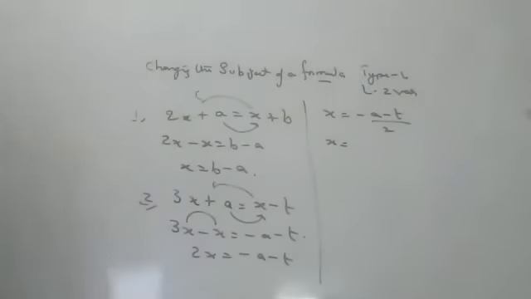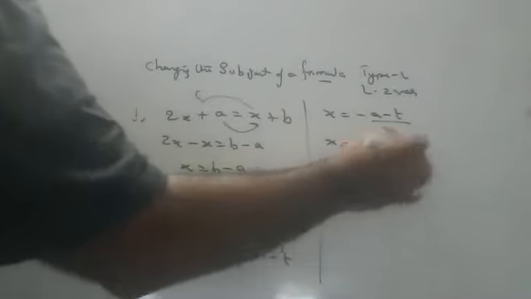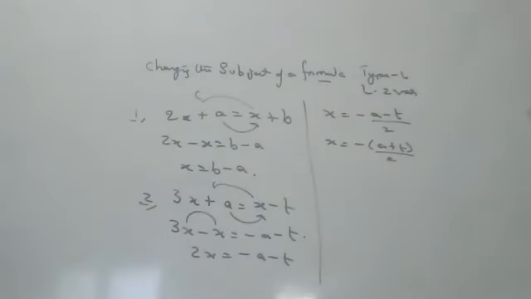No sir, minus is not good. Then take it as common. Minus of a plus t by 2. This is the formula for x. It means you are making x the subject of the formula. You should learn this, children. You should learn this.